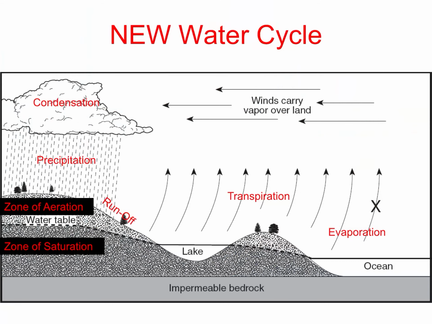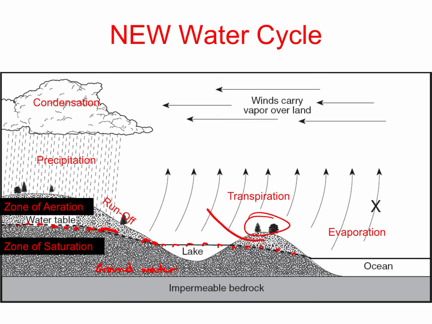Okay, so here's the diagram that we have in our note sheet. You got to add in these terms. So you can see here's the water table, right? It's that boundary between the zone of aeration on top, so that's the dry soil, and the zone of saturation, which is on the bottom. This is groundwater. Okay, you have your precipitation, condensation, transpiration, which is going up from the plants, evaporation, all that good stuff.